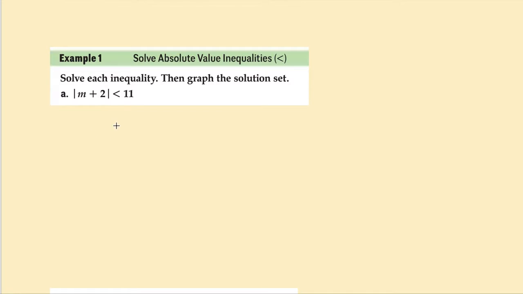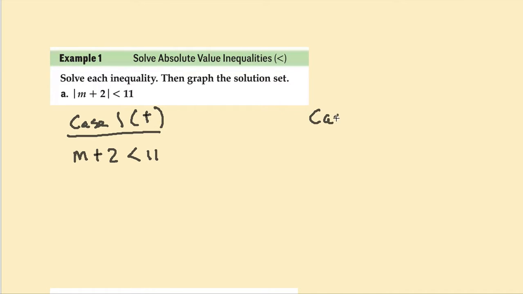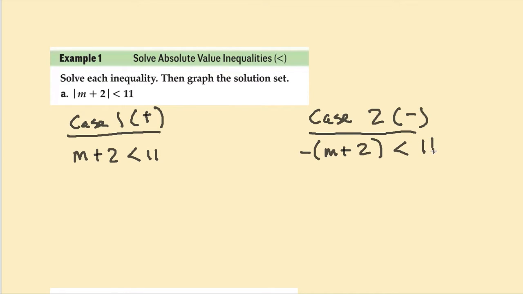So this first one here, we've got the absolute value of m plus 2 is less than 11. Okay, so we're going to look at case 1, and case 1 is going to be positive. I'm going to be total Captain Obvious with this for these first couple. So m plus 2 is less than 11, and then case 2 is going to be our negative case. That's where you take everything that's in there and make it negative. We're going to go negative, m plus 2, that quantity is negated, and that's also less than 11.